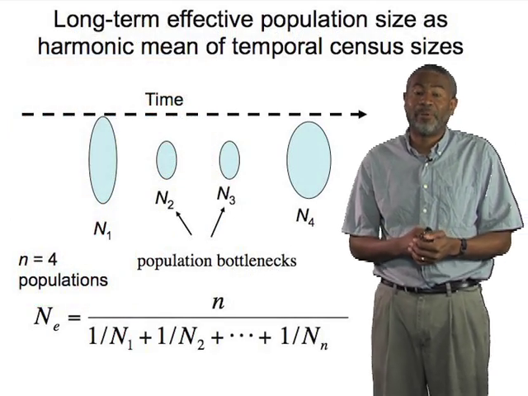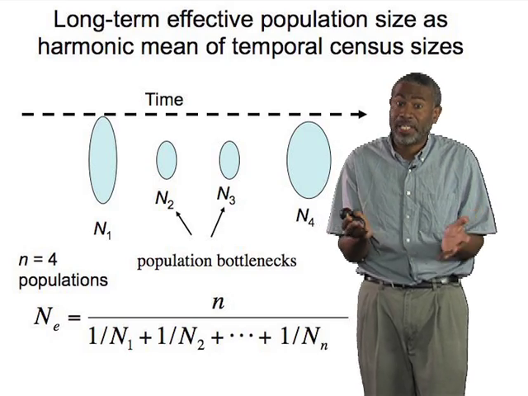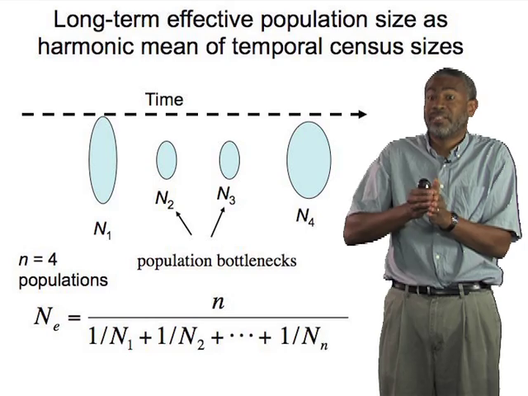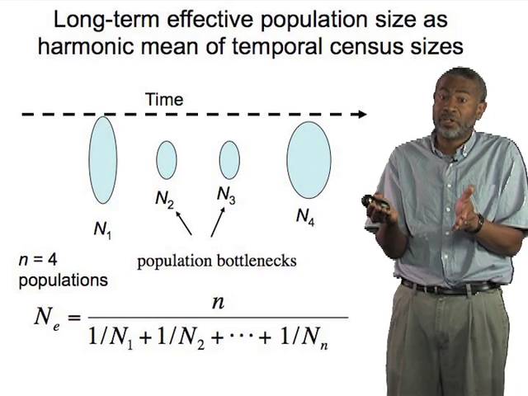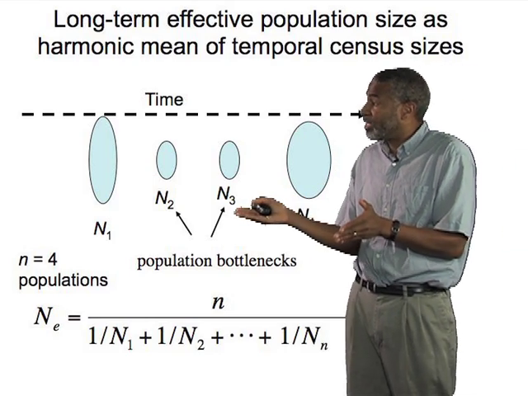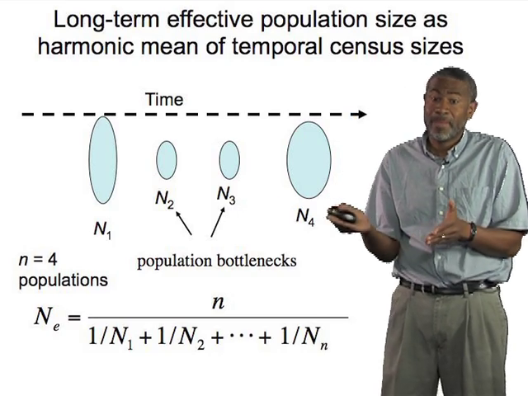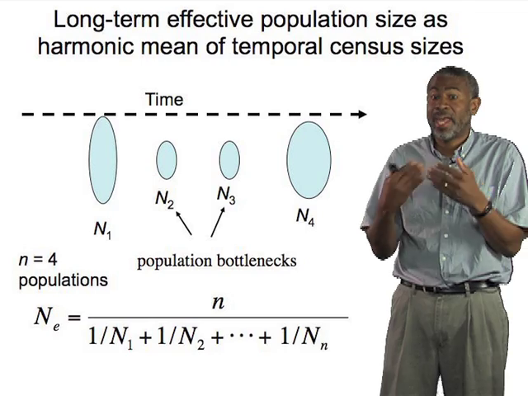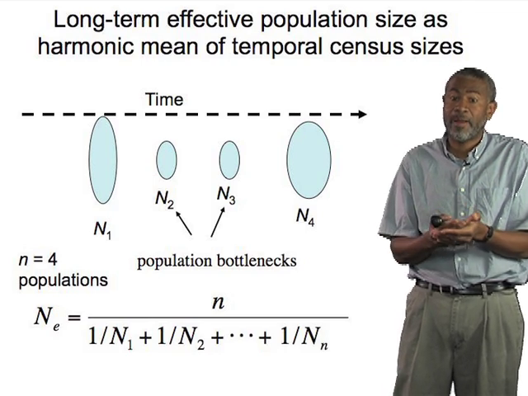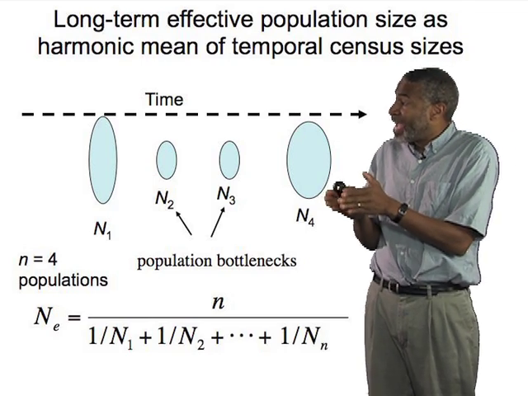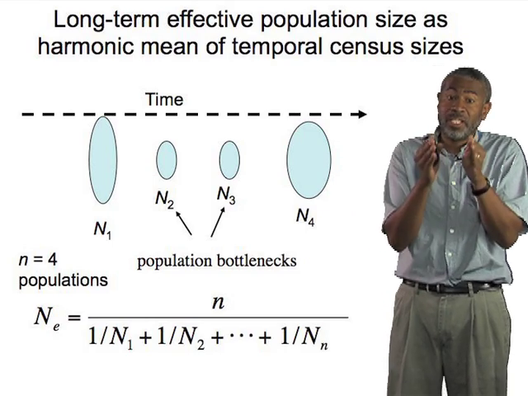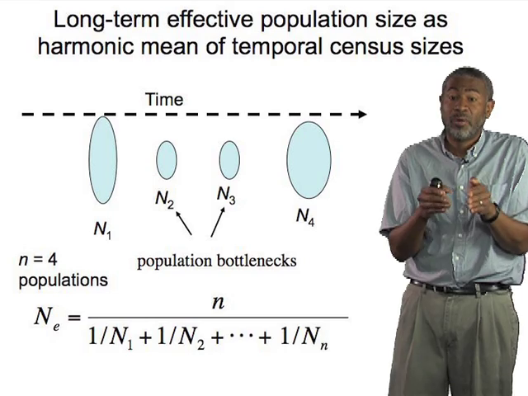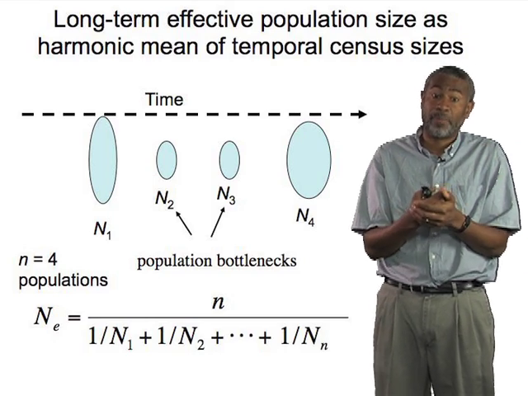Finally, our last example is how the effective population size changes if the population size is changing over time. What you can see here are 4 populations sampled at 4 different times. Each one has a census size, n sub 1, n sub 2, n sub 3, etc. You can see that the size of this population is changing. In the time intervals 2 and 3, the population is quite small, whereas in 1 and 4, it's much larger.